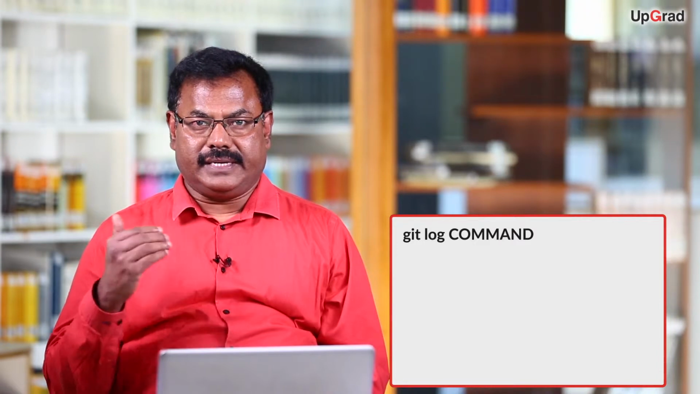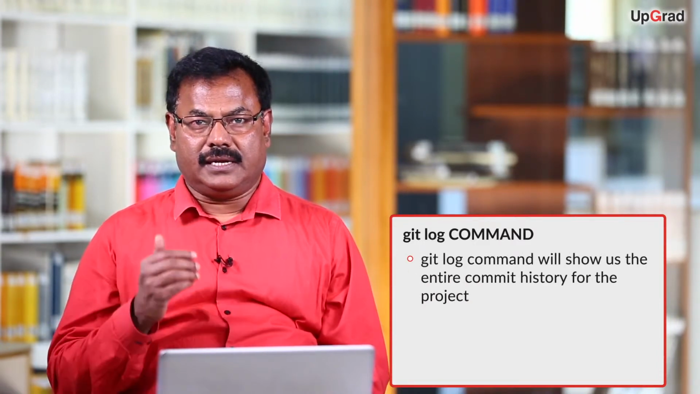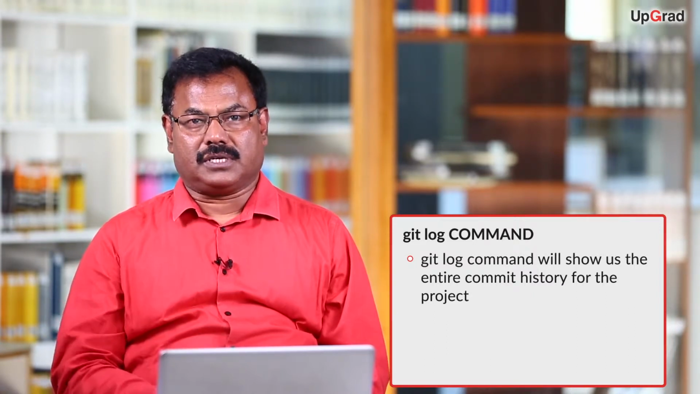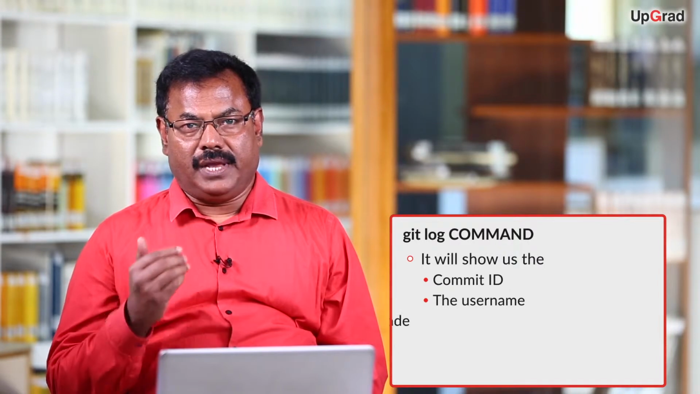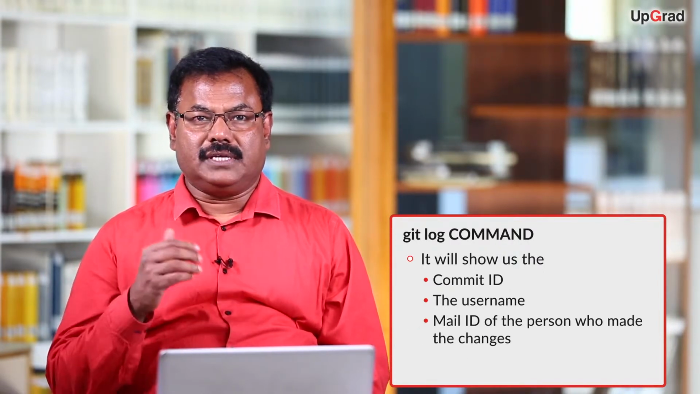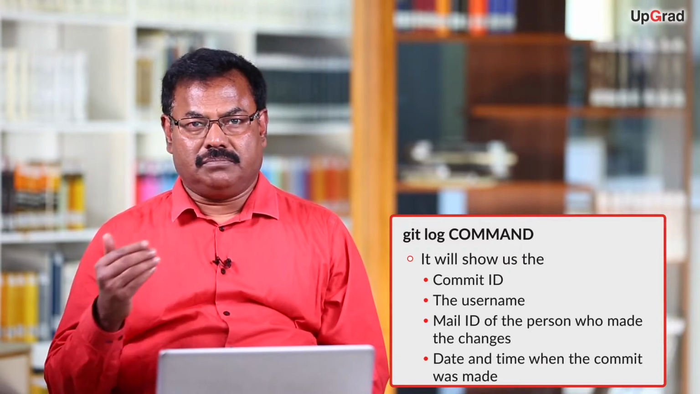Now how do we get these IDs? We will run the command git log. So the git log command will show us the entire commit history for the project. It will show us the commit ID, the username and mail ID of the person who made the changes, and also the date and time when the commit was made.